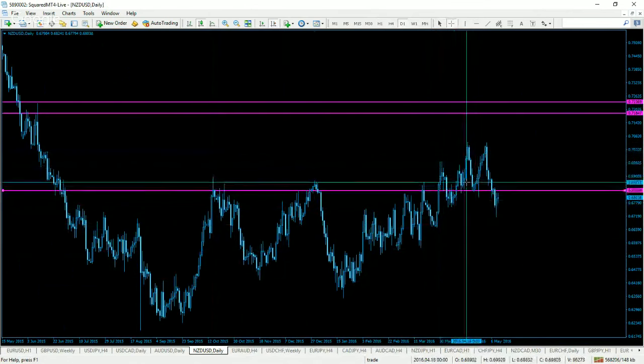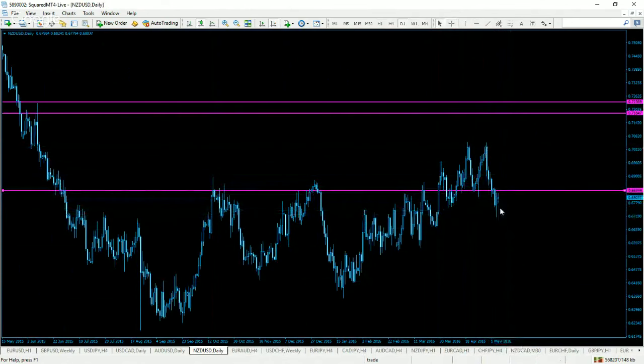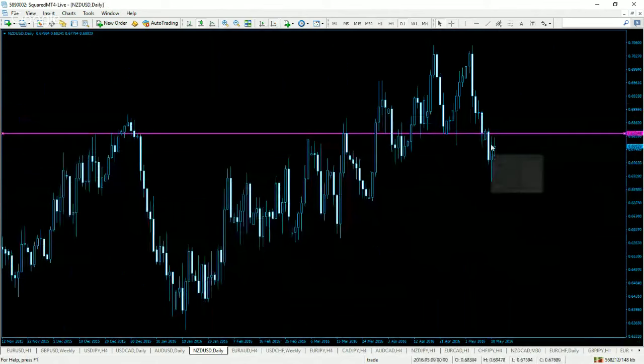However, we held above here, failed at the double top, broke lower, and now we're back below this level. We haven't quite retested it, but we've come awfully close to retesting it. And so for now, we're holding below, okay?